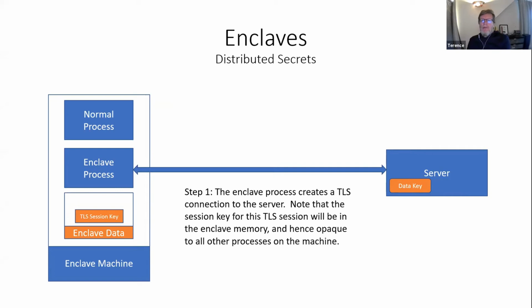So if we want to create distributed secrets, we might have a key management server that has some key for some piece of data that we want the computer to interact with. We're going to load an enclave process onto our server. That enclave process will be cryptographically verified by the CPU itself. And all of its interactions with memory will be encrypted with an enclave key. And we can create a TLS session, and that TLS session key is now going to be kept encrypted within that, so not readable by other processes on the machine.